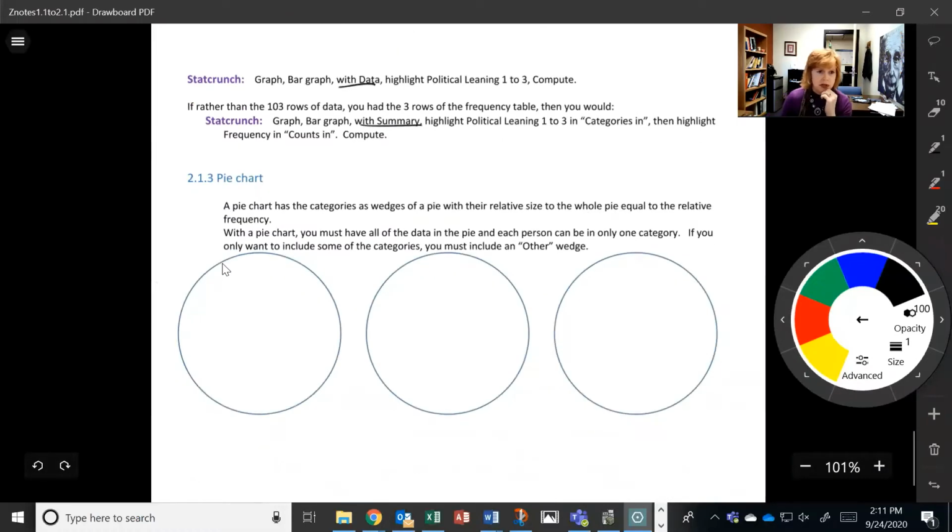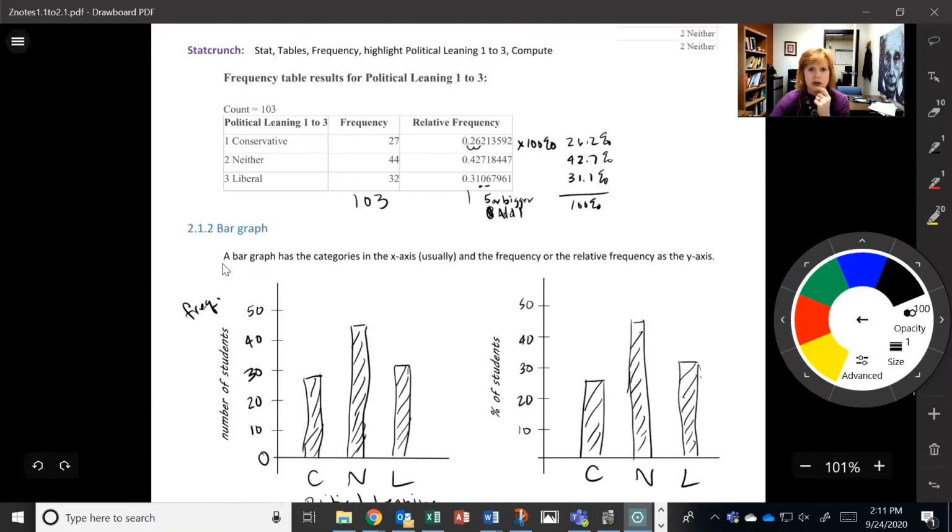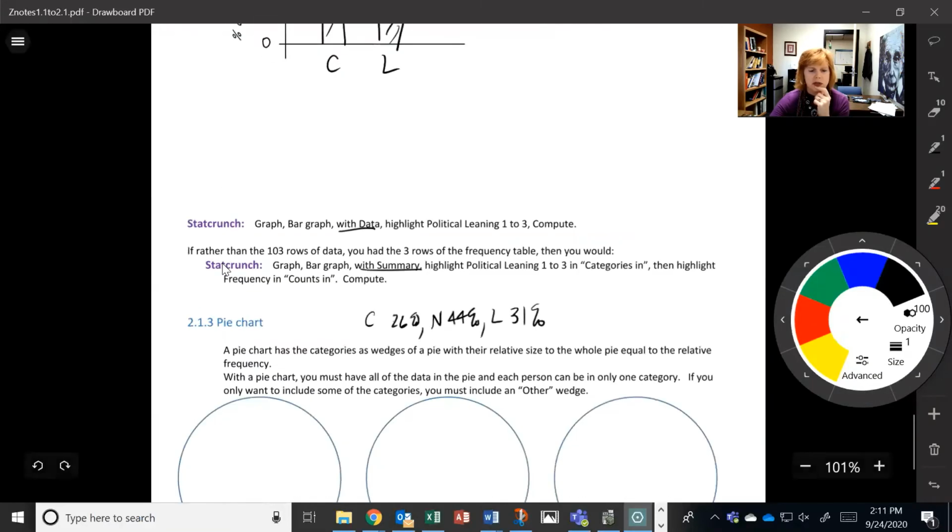Conservative, this was 26%. Neither, this was 43%. And liberal, this was 31%. Just summarizing my distribution here: 26, 43, 31.